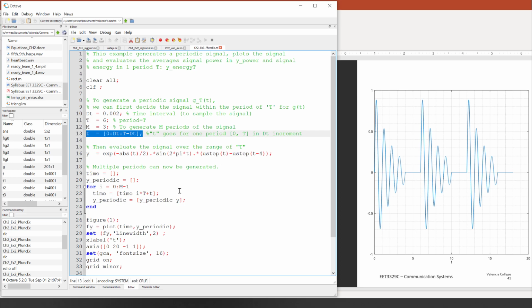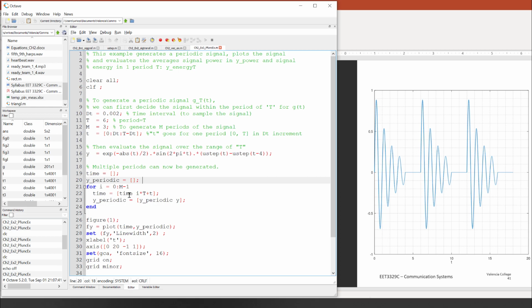Now, in order for me to get it multiple times, I'm going to declare or initialize a time vector and a y periodic vector. That's just declaring them, making them empty, okay? And you can put comments on these things so you know what they are. I kind of neglected to do that here. And then after that, all you have to do is notice how we say that time equals what time was originally. This is why we have to initialize it, right?